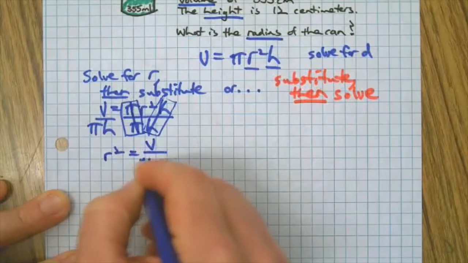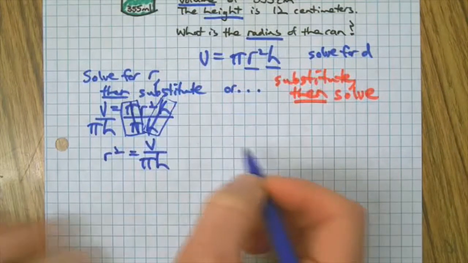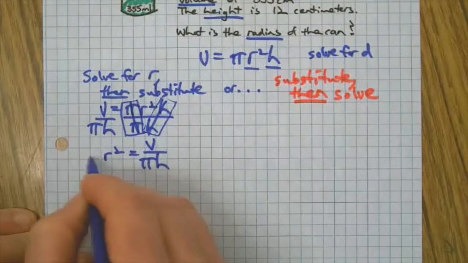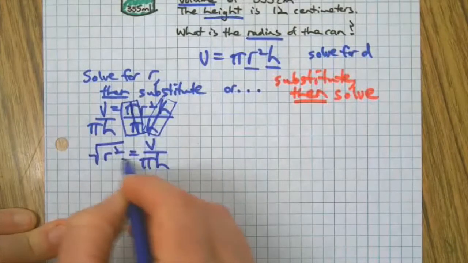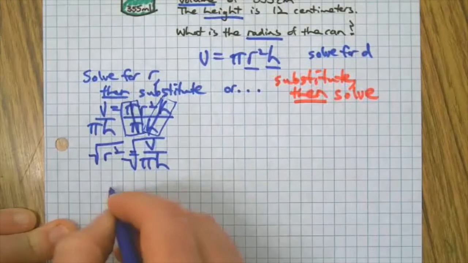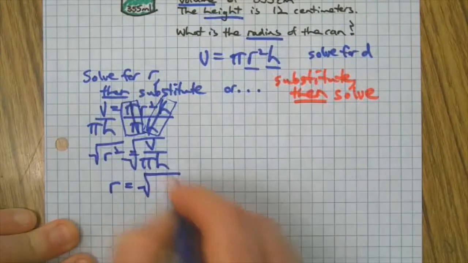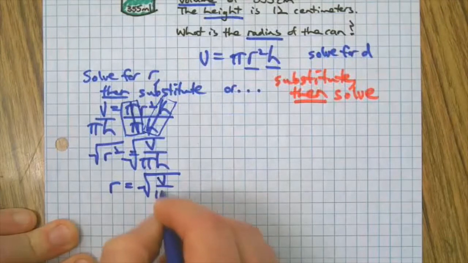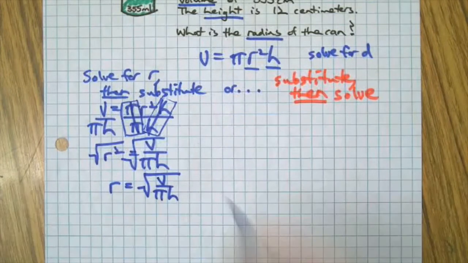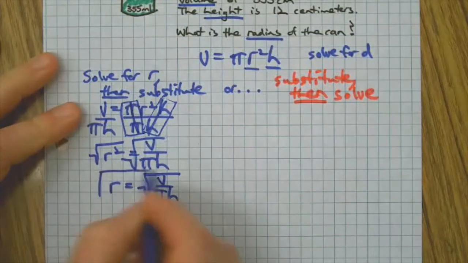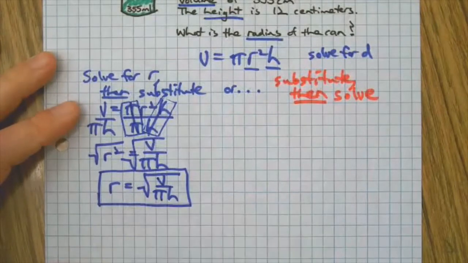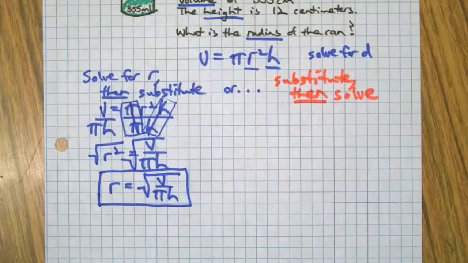It's really the same formula, it's just rearranged. And I don't want radius squared, I want radius. So I take the root of both sides. What I end up with is radius equals the root of volume over pi times height. Okay? So I end up with this formula that's going to allow me to solve for r.